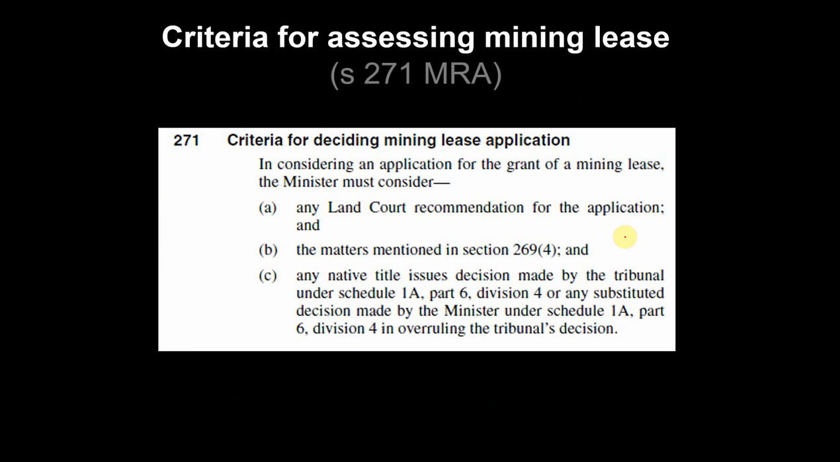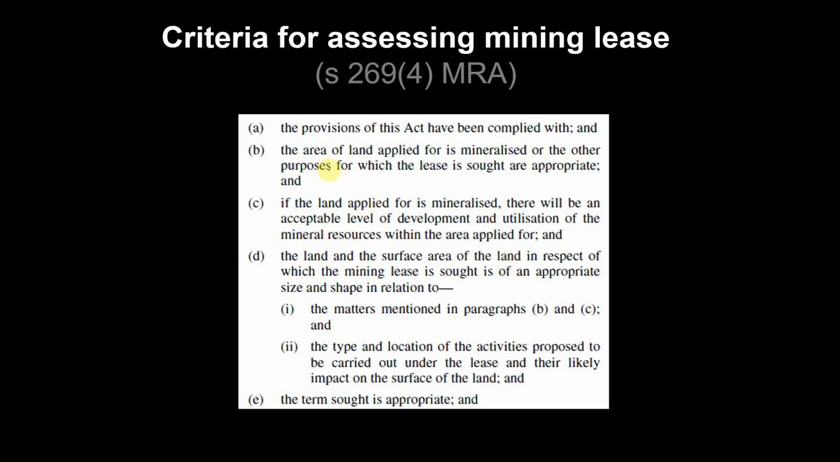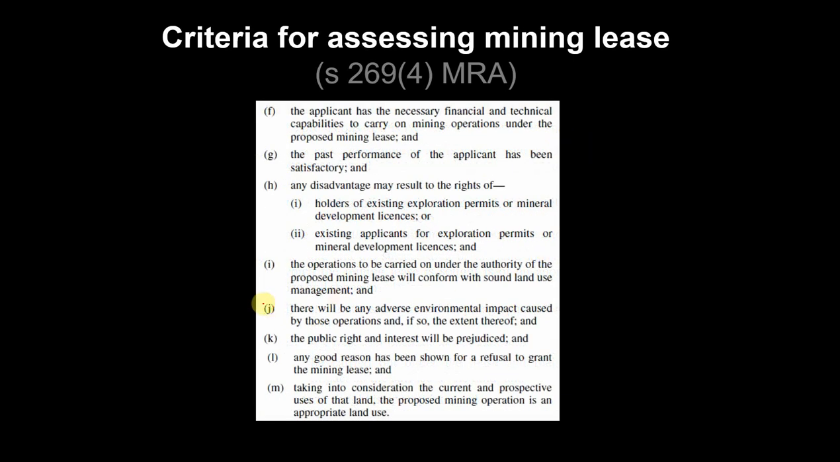Under the mining lease, the minister has to consider a number of matters listed in section 269 of the Act, and they're the criteria, and those include whether the provisions of the Act have been complied with in relation to public notification and the like. But importantly, J and K are two really important criteria: whether there will be any adverse environmental impact caused by the mine, and also whether the public right and interest will be prejudiced by the mine. So those are two broad criteria that are considered, but there's no maps attached to the assessment typically. So you're assessing, okay, well, are the environmental impacts acceptable? And when you're looking at assessing the public interest, you're weighing up all of the benefits of the mine, like jobs and royalties and the like, versus the costs. So the environmental impacts, the noise to neighbours, all of those things. And you weigh them up.